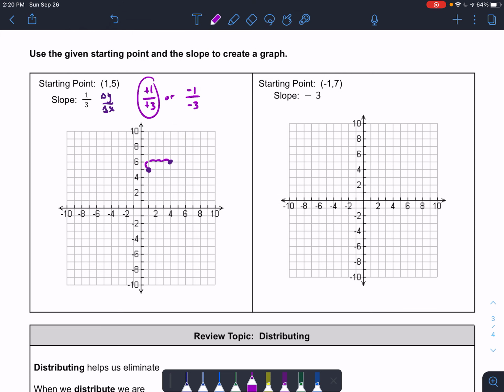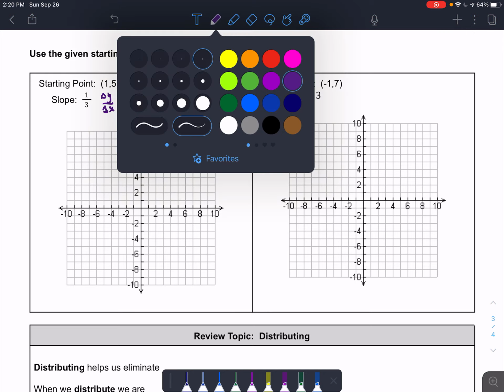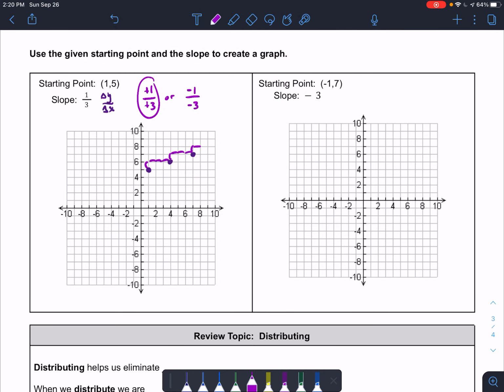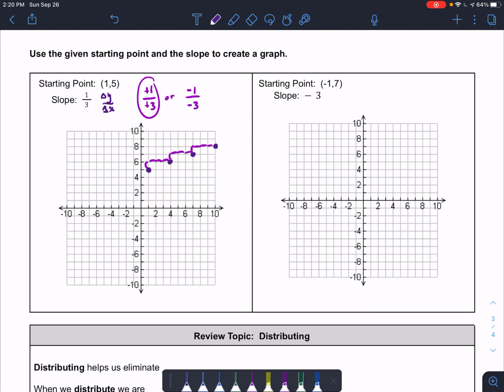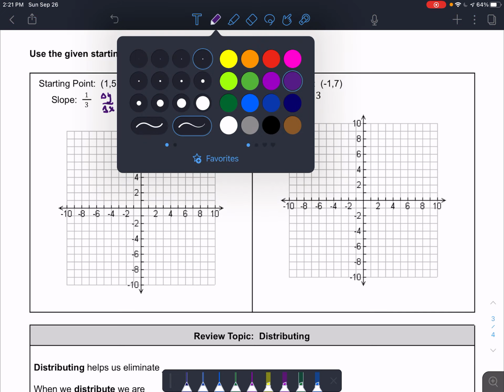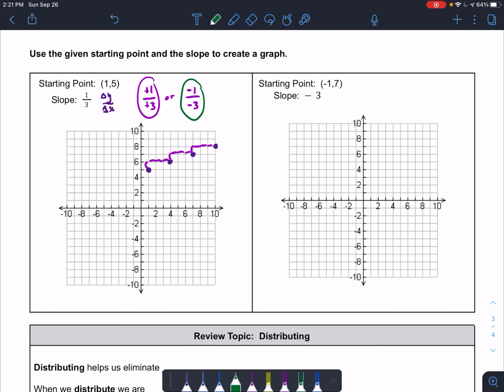And then maybe I go up 1 over 3 again, so I can get another point. And I could go up 1 over 3 again to get another point. But it is also good to understand that you can think about this oppositely. And so I could also go down 1, back 3 to get more points. Down 1, back 3, etc., etc.